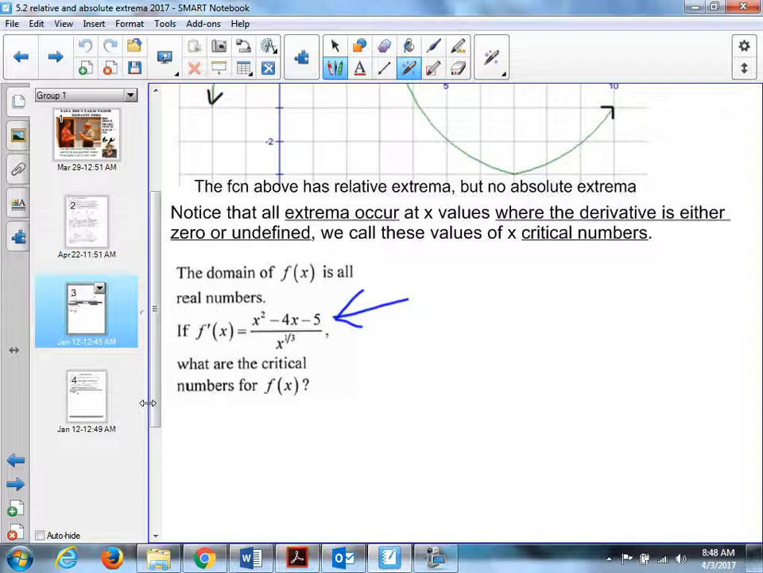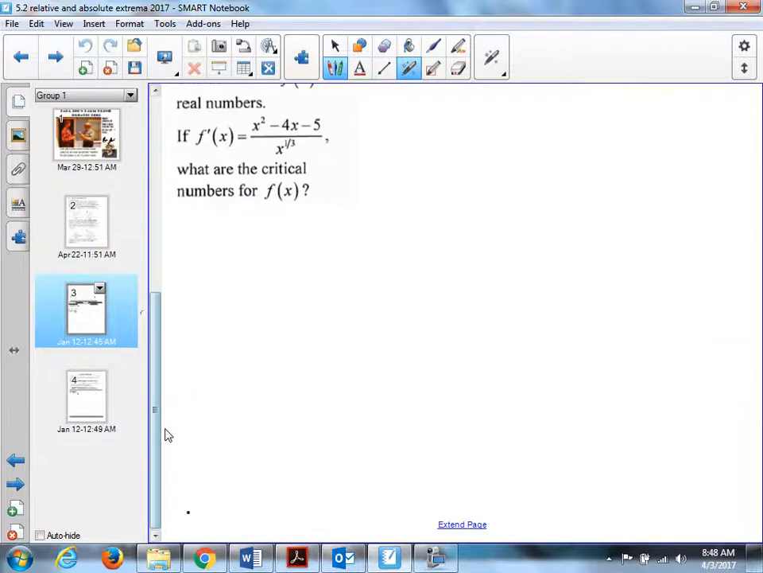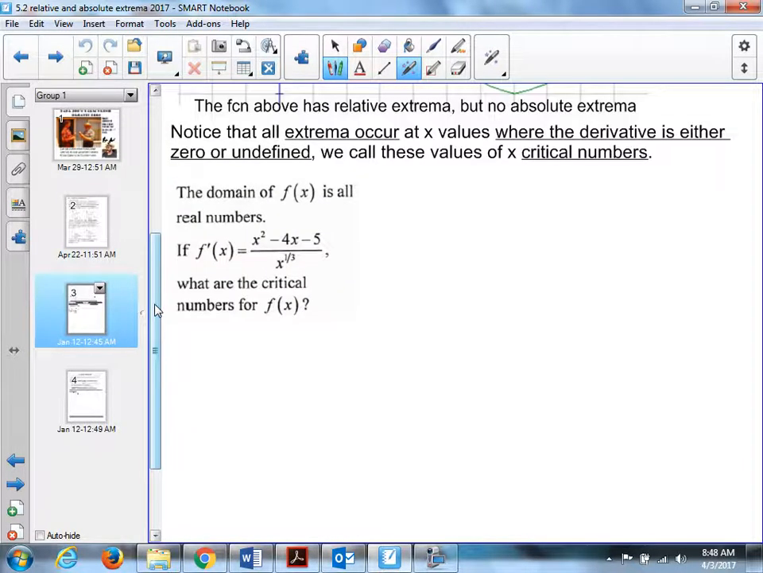Okay, you guys good on this? You understand what it's doing? So often you'll be given a function, find the derivative, and then find the critical numbers. What do we know about critical numbers? What do we need to do to find critical numbers? What are we looking for? Just look above at your diagram, where the derivative is either which value? 0 or not defined. Here we could possibly have one of each.